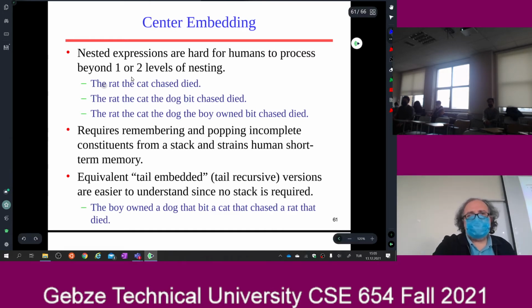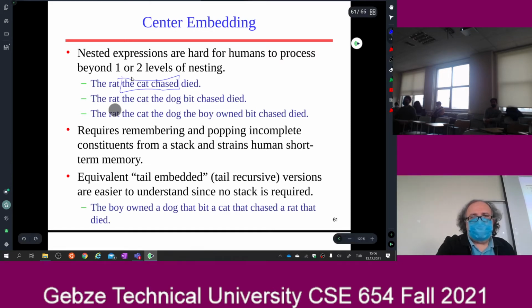Okay. The rat the cat chased died. It's grammatically possible, and they use it a lot. But this is possible too, but this one is not used in practice a lot. The rat the cat the dog the boy owned bit chased died. You know this, right? The rat the cat chased. Okay, the cat chased is the modifying constituent for the rat.